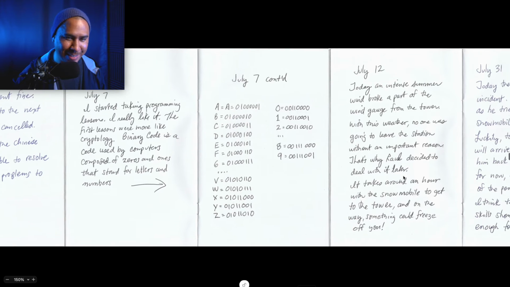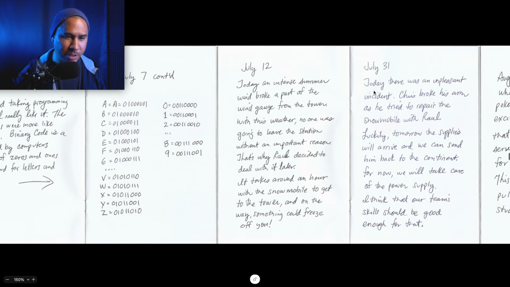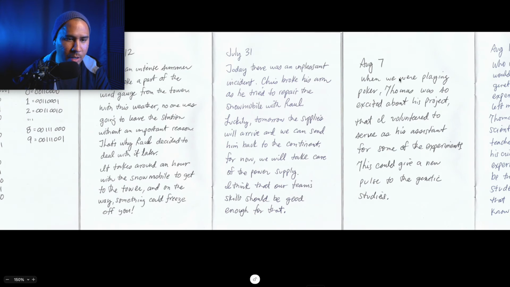All right, next. July 31st. Today, there was an unpleasant incident. Chris broke his arm as he tried to repair the snowmobile with Raul. Luckily, tomorrow the supplies will arrive and we can send him back to the continent. For now, we will take care of the power supply. I think that our team's skills should be good enough for that. Okay, some difficulties.